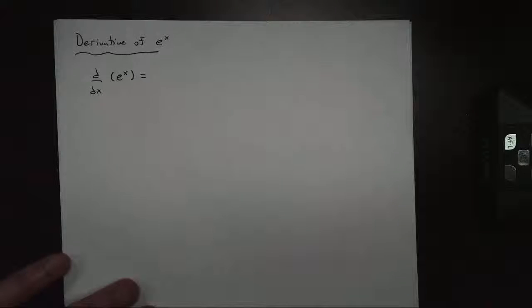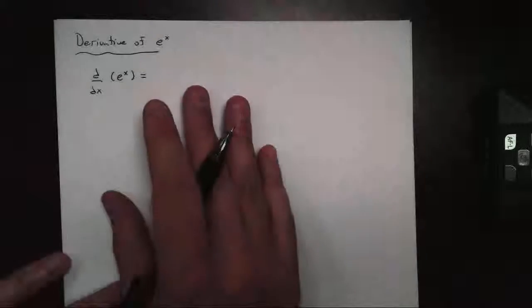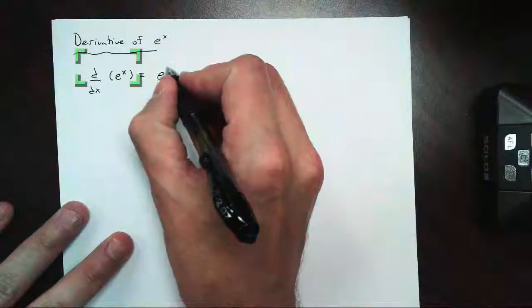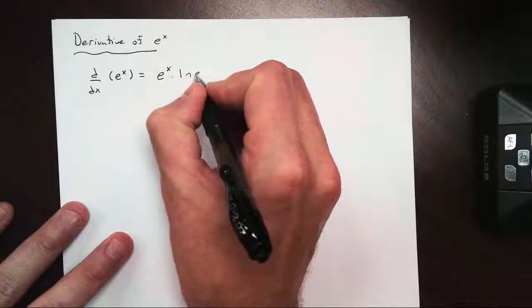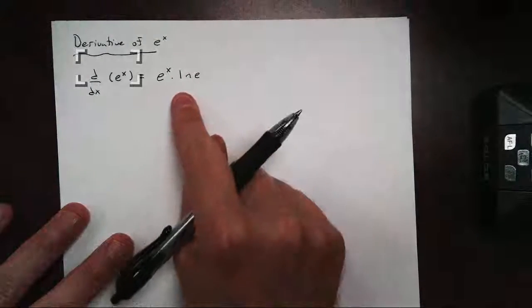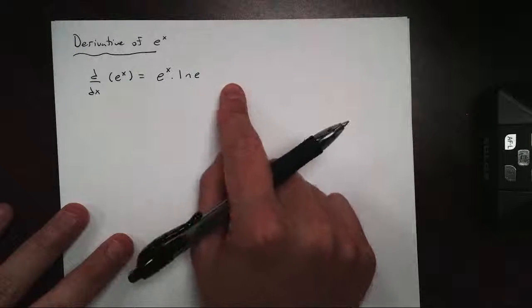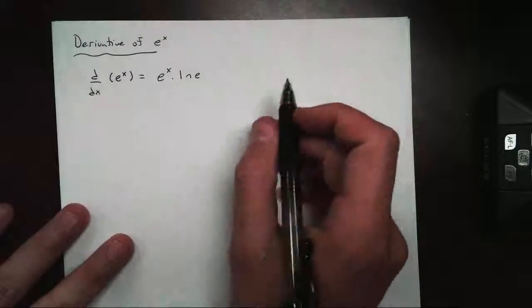Hi, today we're going to be looking at the derivative of e to the x. Now the derivative of e to the x is very easy. The actual derivative is going to be e to the x times the natural log of e. Now we're going to take a look at why this is later on when we get to something called logarithmic differentiation. But if you're interested, in my second video, I'll show you a proof of this.